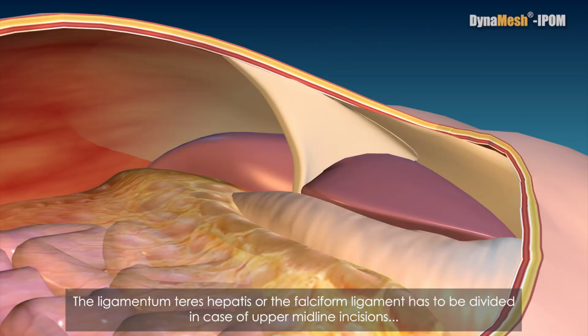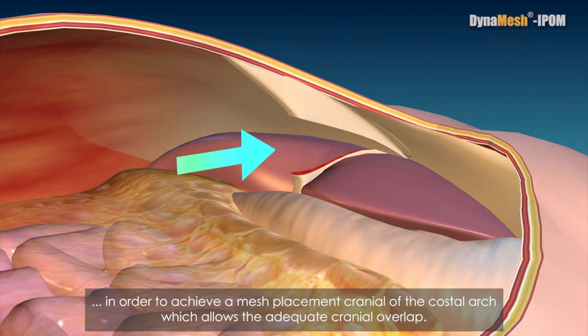The ligamentum teres hepatis, or the falciform ligament, has to be divided in case of upper midline incisions in order to achieve a mesh placement cranial of the costal arch, which allows the adequate cranial overlap.